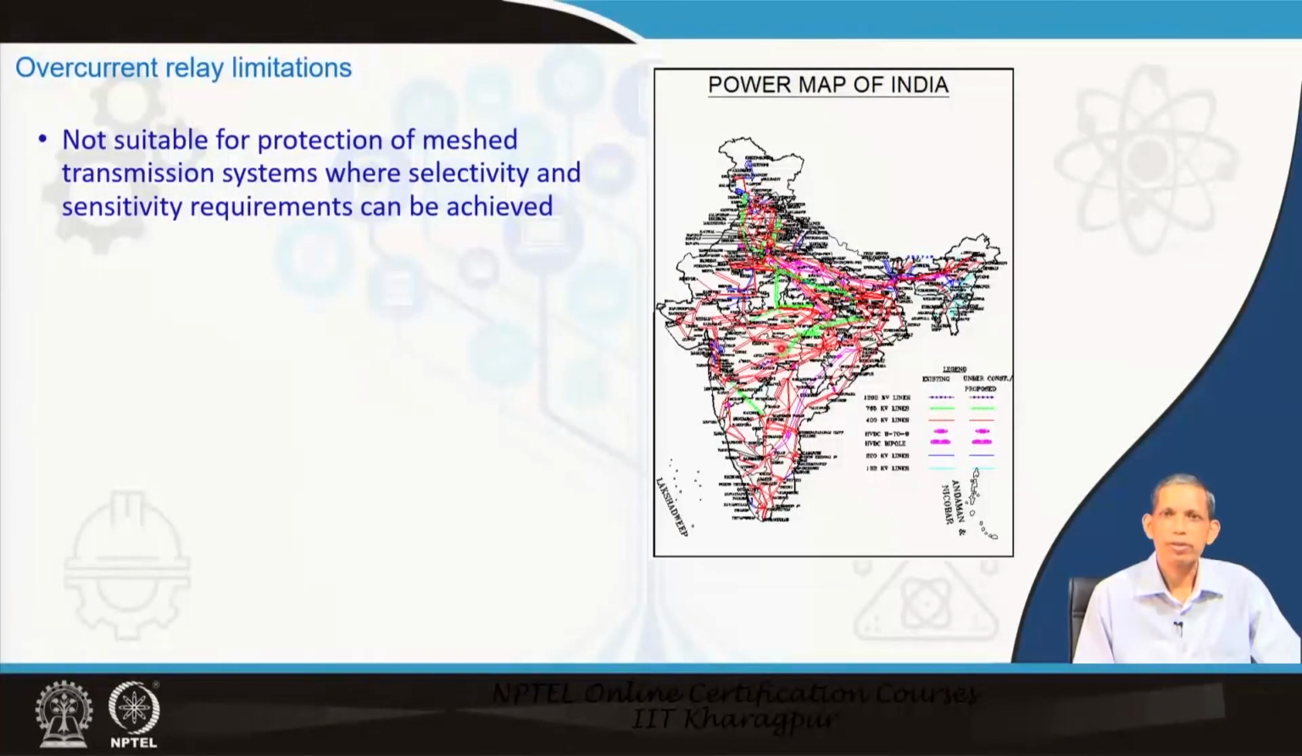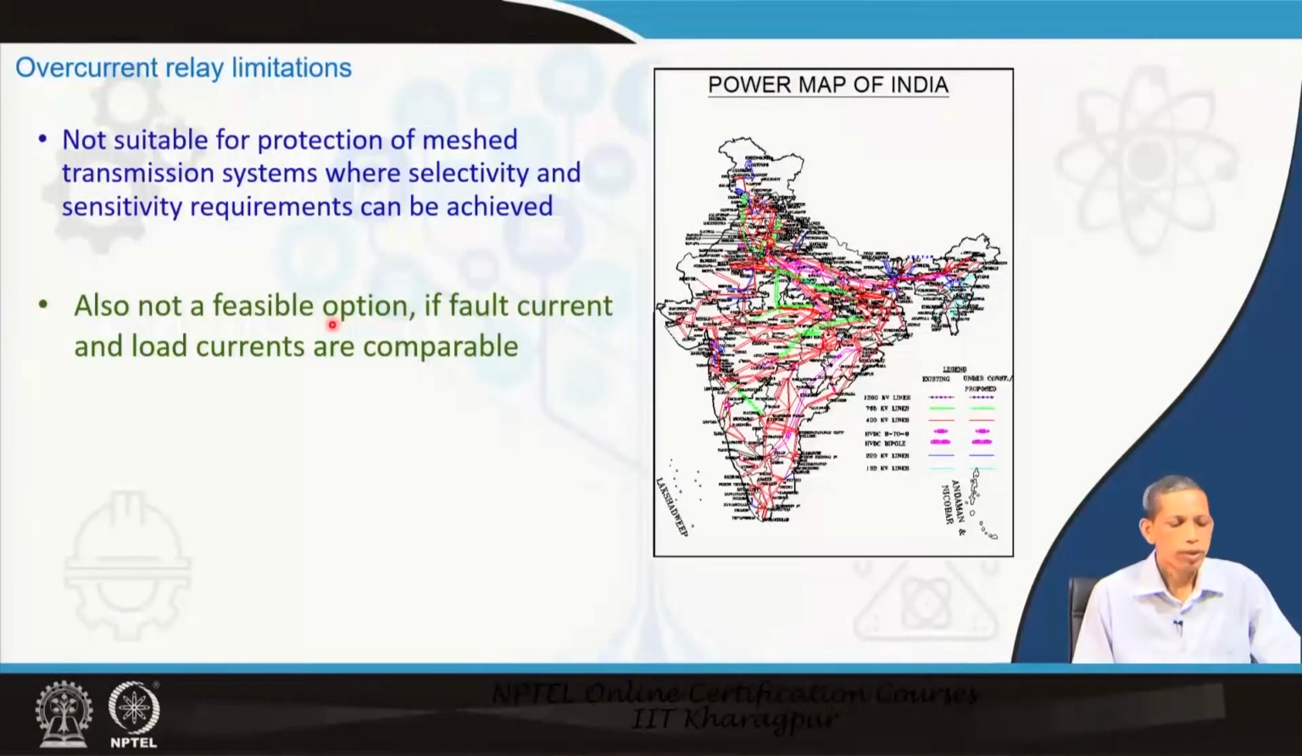the coordination becomes next to impossible between different lines connected in this fashion, and the overcurrent relaying principle is not that suitable for a mesh transmission system in such a scenario. Furthermore, if the fault current and the load currents are comparable, then the overcurrent relay finds limitation. So, from these different limitations we find that the overcurrent relay is not that suitable for protection of transmission lines which are massively connected, as shown in this map.